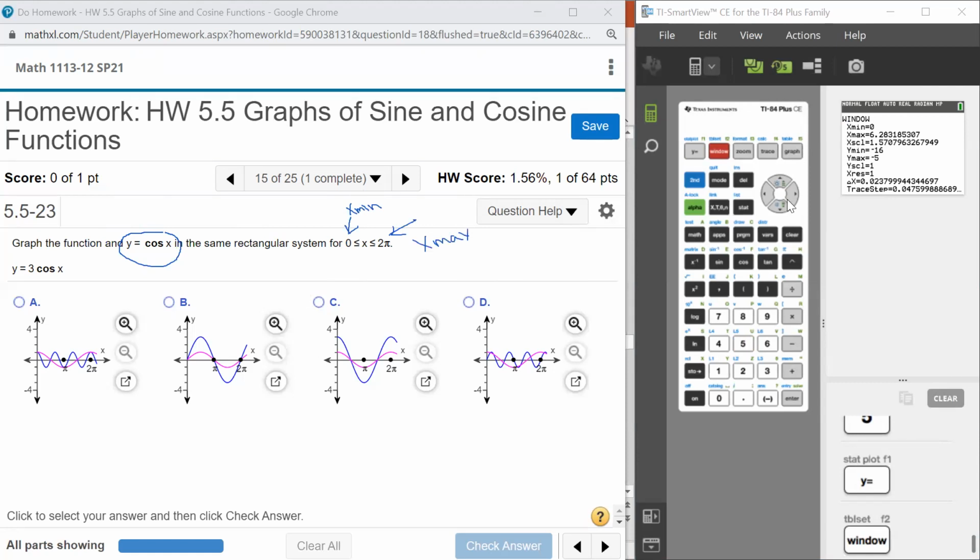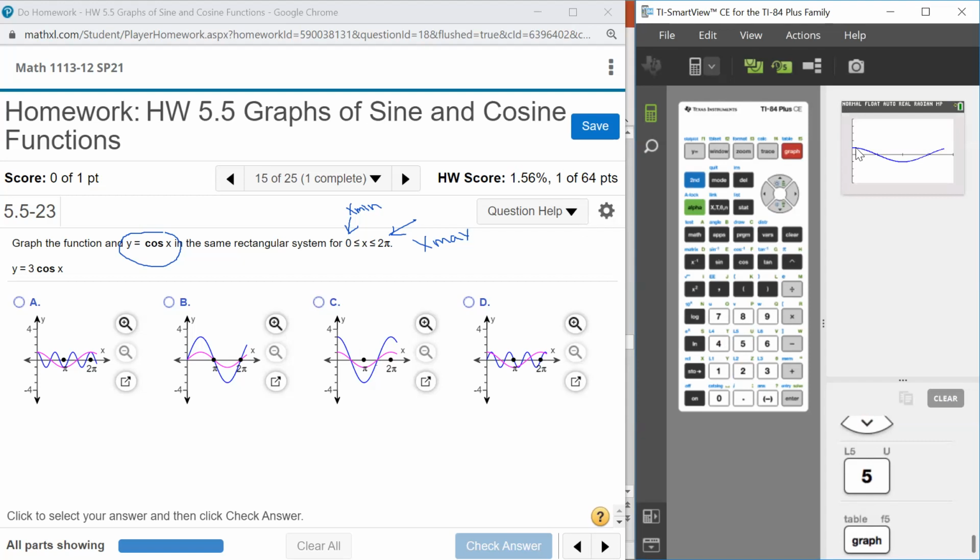And so for x min, you put in 0. X max is going to be 2 pi. Your x scale is going to be pi over 2. Your y minimum, let's be the same as the graphs on the MyMathLab homework problem and go from -4 to y max as 5. So I set my window accordingly, and graph.